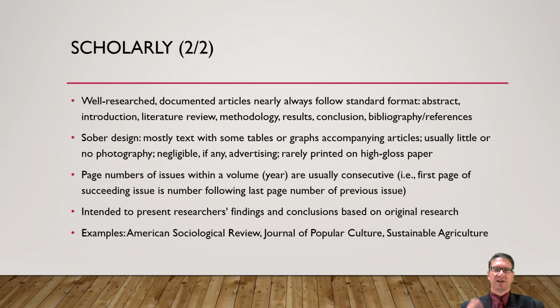It's mostly text. There'll be some tables, there'll be some graphics. Generally there won't be too many photographs, won't be glossy paper, won't be advertising. This is about the serious business of engineering, not about advertisement. The page numbers for issues within a volume within a year are generally consecutive. So if you actually see the paper forms, you might have 5 different books, and the 5th book doesn't start on page 1. It starts on the page number that follows the last page of the 4th book, and it's intended to present researchers' findings and conclusions based on original research.